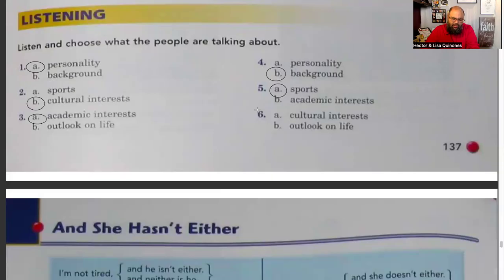Number six. I'm opposed to using animals in scientific experiments. I am too.